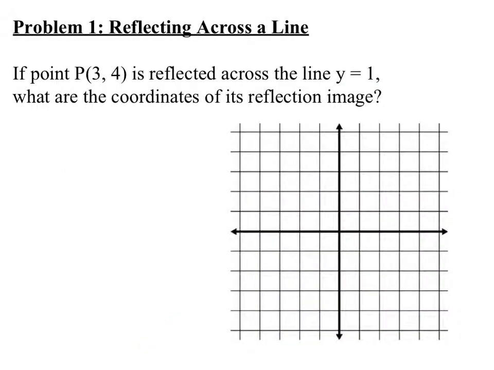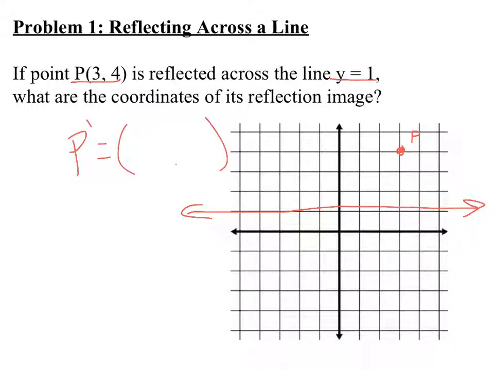So for our first example here, we're going to use the point P, which is at 3, 4. So 1, 2, 3, 1, 2, 3, 4. There's P. And we're going to be reflecting it across the line y equals 1. Y equals 1 is a horizontal line at y equals 1. So here's my reflection line, or line of reflection. The question is, what are the coordinates of its reflection image? So what we're looking for is P prime.